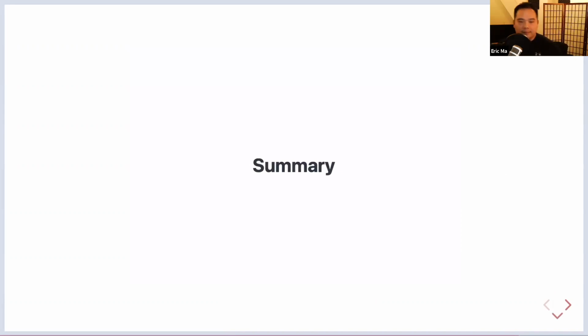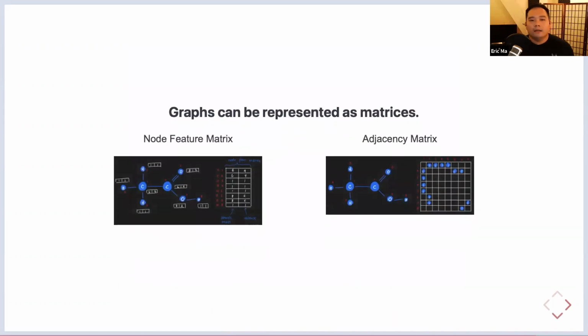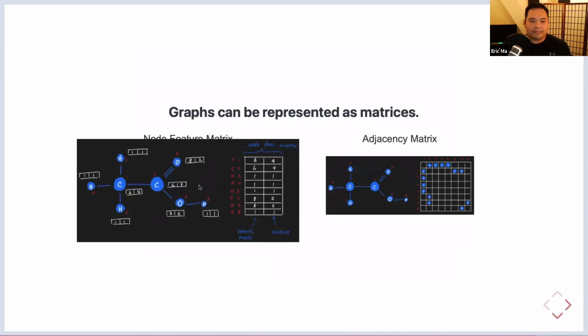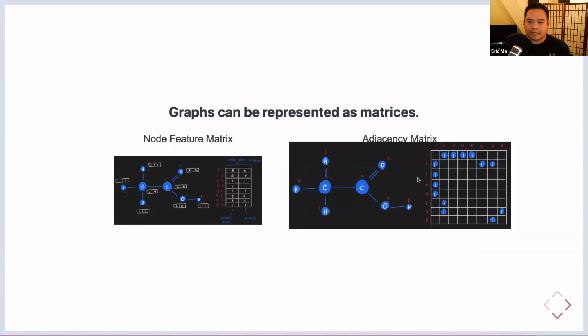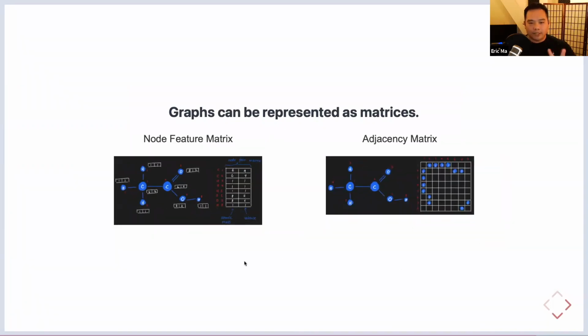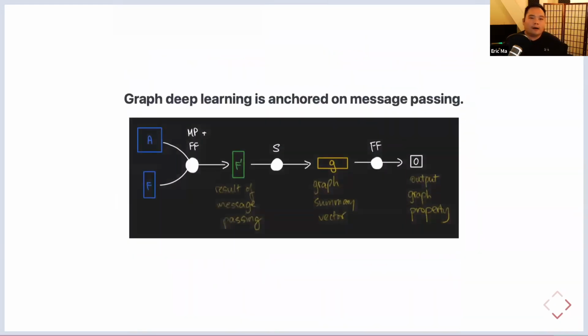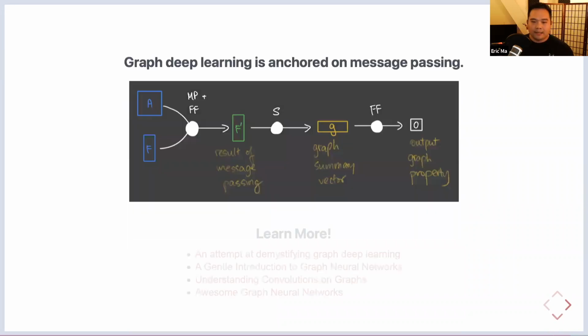All right, so here's the summary. Graphs can be represented as matrices. You have the node feature matrix as well as the adjacency matrix. You need both of these matrices in order to be able to numerically represent a graph. You can't do without either of them. Also, graph deep learning is essentially anchored on message passing. If you know message passing, you know the basics of graph deep learning.